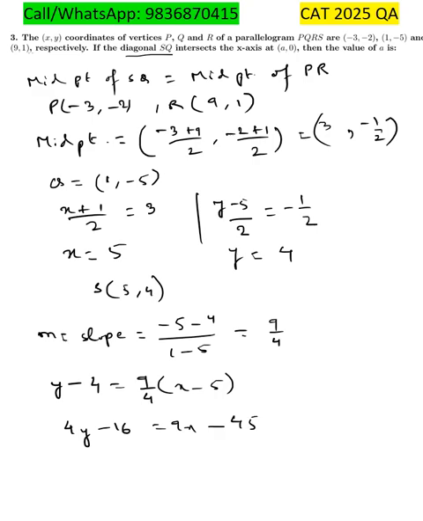So we have intersect the x-axis at (a, 0), then the value of a is. तो हम लोग लिख सकते हैं y, this is 0. So 9a + 16 - 45 is equal to 0. So यहाँ से a becomes 29 by 9.